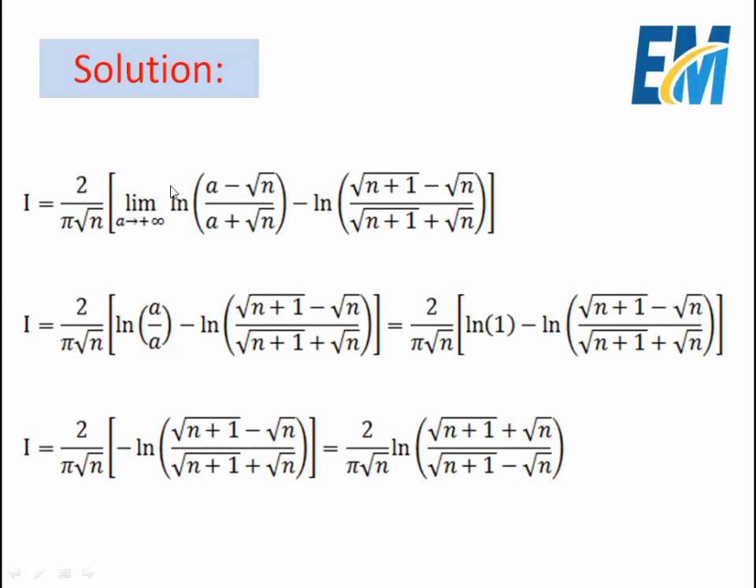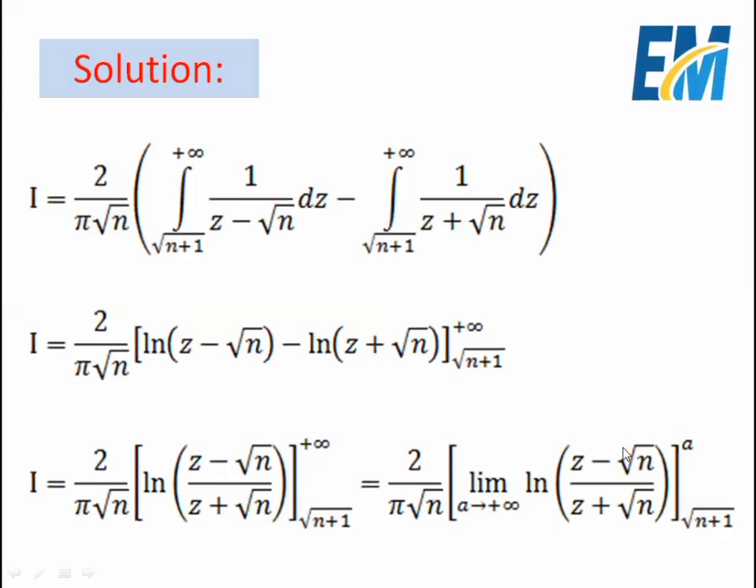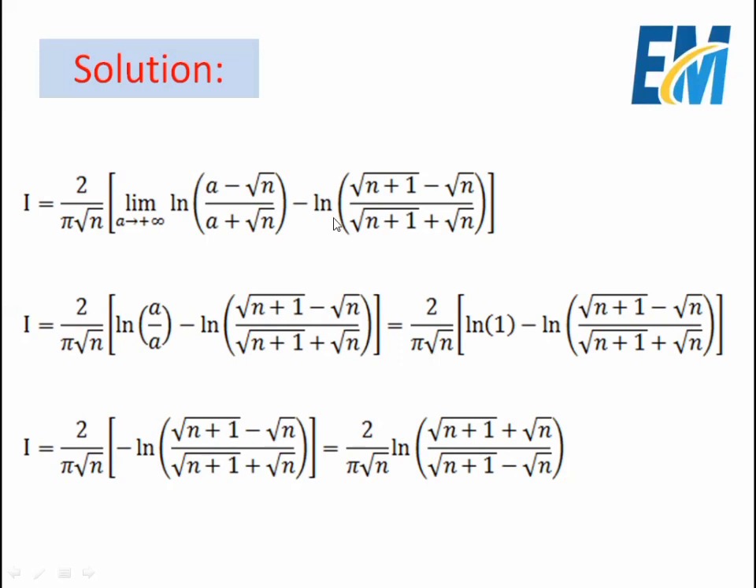Limit of this term is equal to ln of infinity over infinity, which is indeterminate form. So we will take a and a. So it will be ln of a over a, which is ln 1 and equals to 0. Here, substituting square root of n plus 1 and here square root of n plus 1, we will get minus ln of etc. So I becomes 2 over pi square root of n. Here we have ln 1 is 0, and then this term will be remaining. So I equals to 2 over pi square root of n into minus ln of this term.